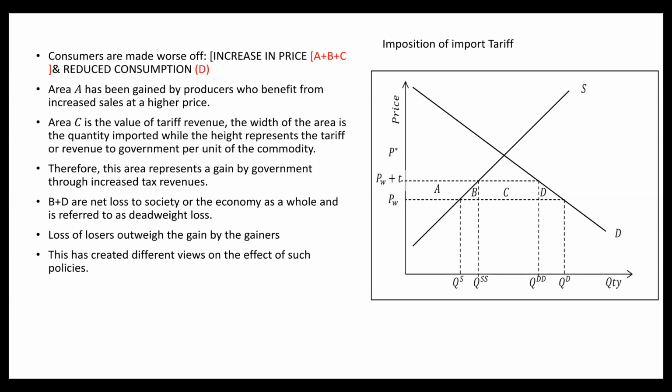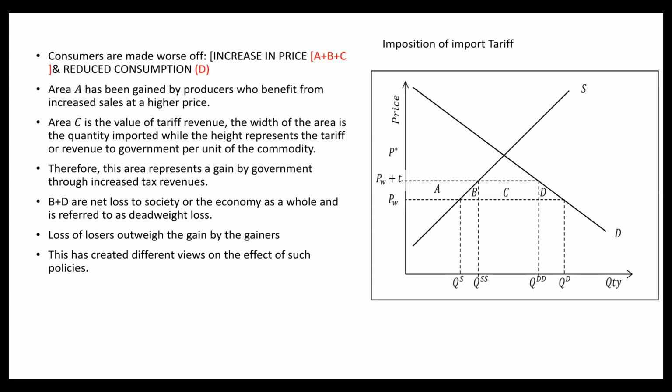So this width is representing the quantity that is imported, which is the QD minus QS. This is the quantity that has been imported. However, the height will represent the tariff itself. That will be the tariff, or rather the revenue to government per unit of the commodity.